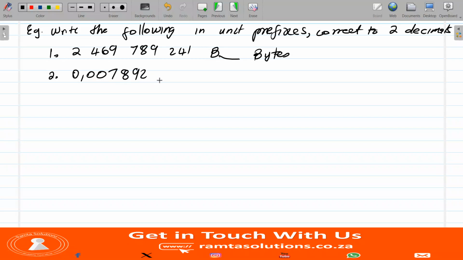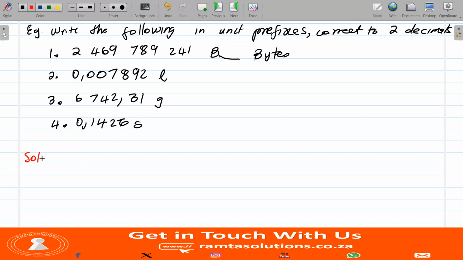Number 2, we have 0.007892 liters. And then number 3, we're gonna try 6742.31 grams. Number 4, we're gonna try 0.1426 seconds. Okay, so let's get our solutions now.